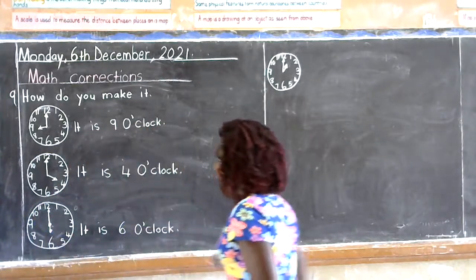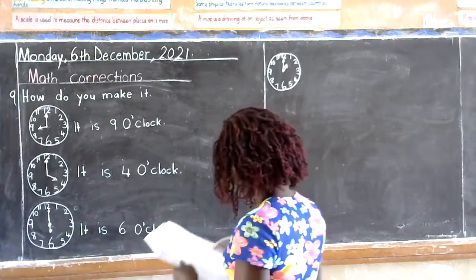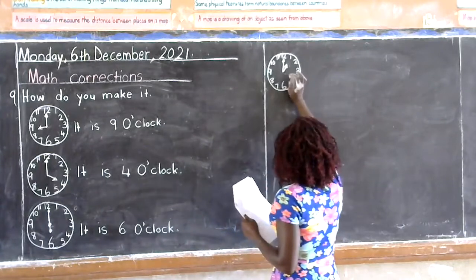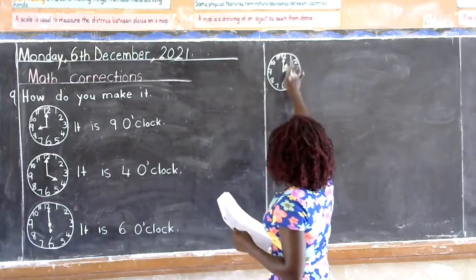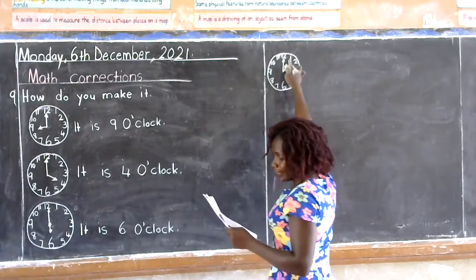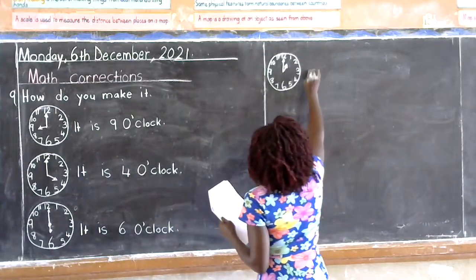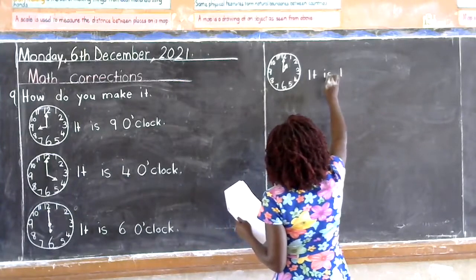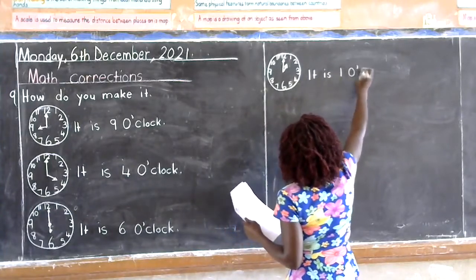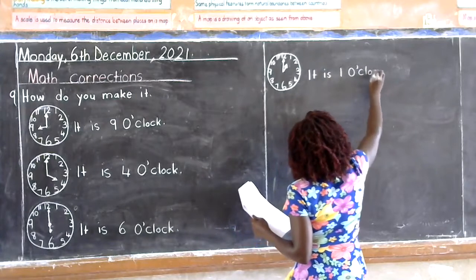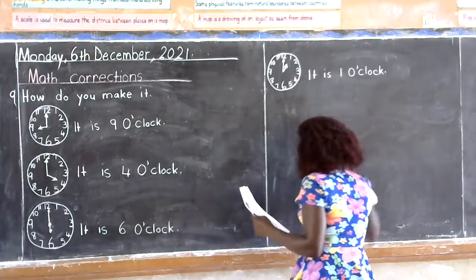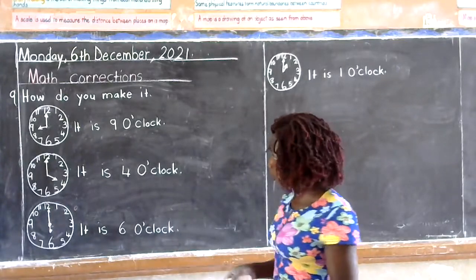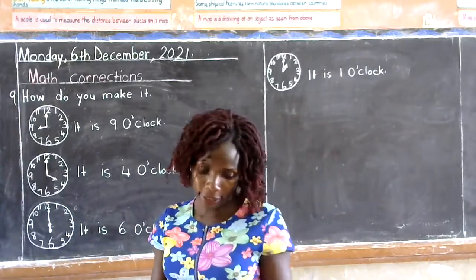That is how we are supposed to tell the time. Then we go to the last one. The short one is pointing in number 1. And what is the time? It is 1 o'clock. You don't forget the apostrophe. Okay, friends? Yes, that is how you are supposed to answer that question.